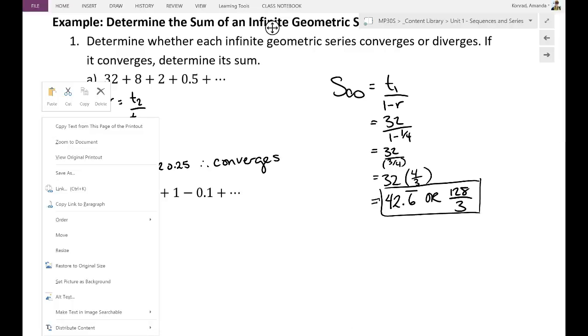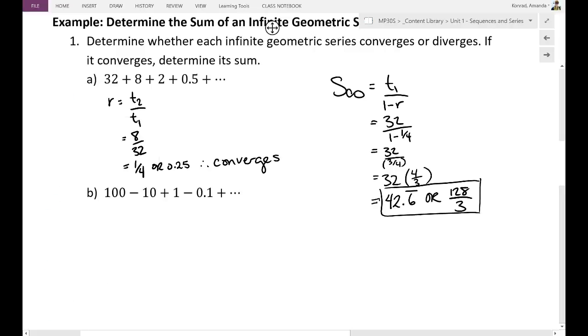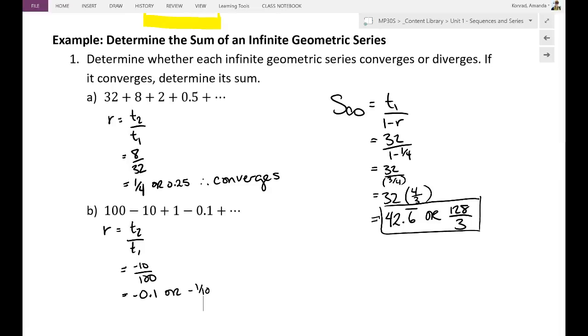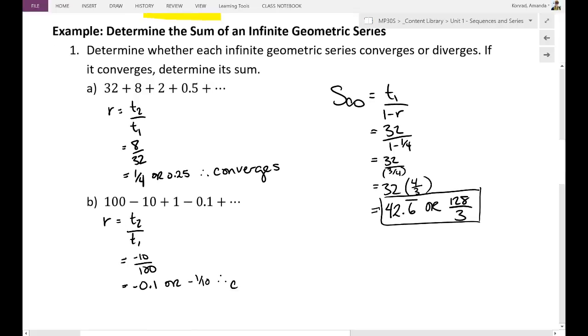Now, number 1B, first thing we need to do, check to see if it converges. I'm going to calculate using my common ratio again. So I'm going to do term 2 divided by term 1. So -10 divided by 100 is -0.1, or -1/10. Again, fractions versus decimals, that's your choice. That is between -1 and +1. Therefore, this also converges.